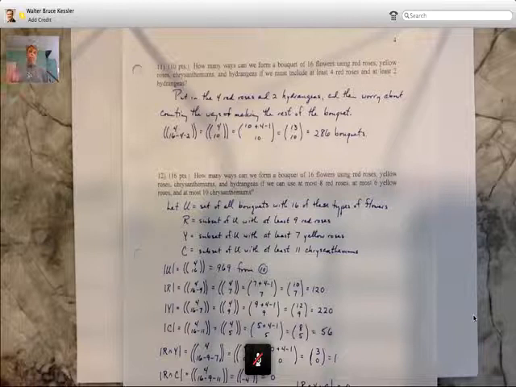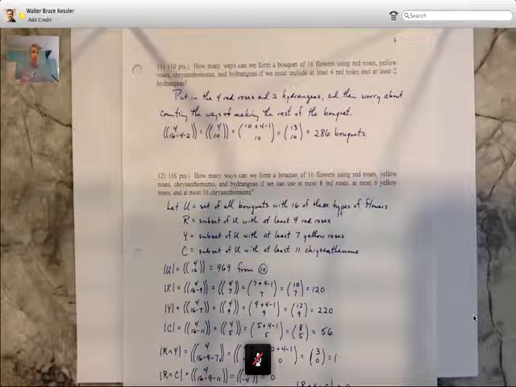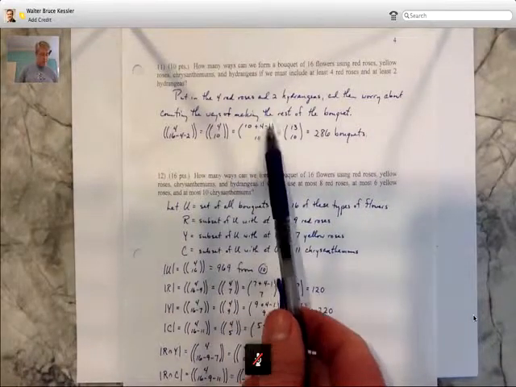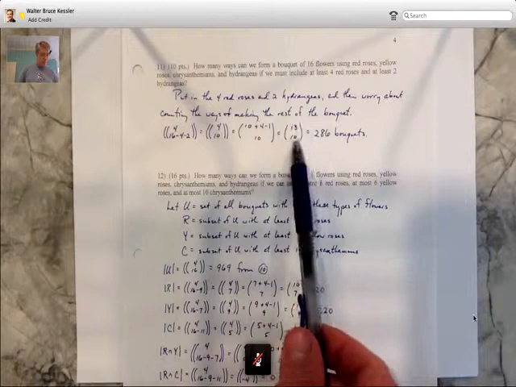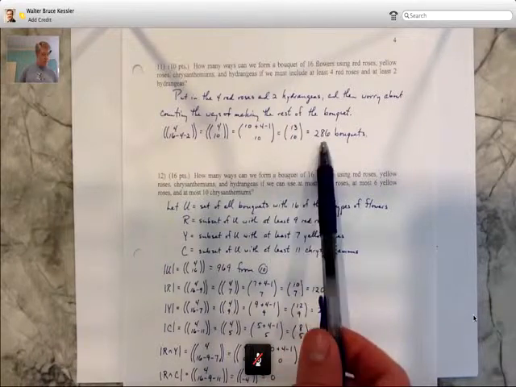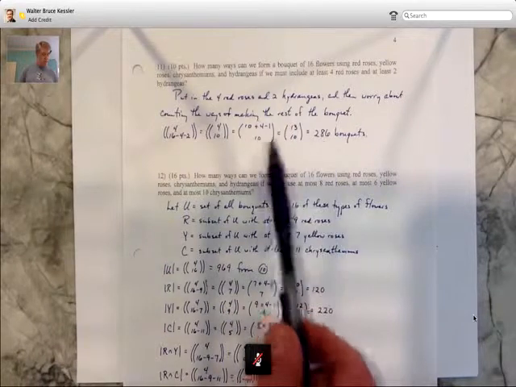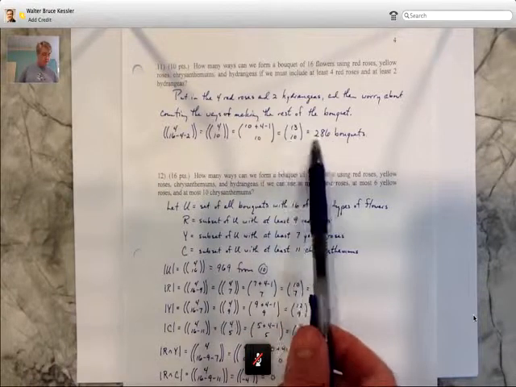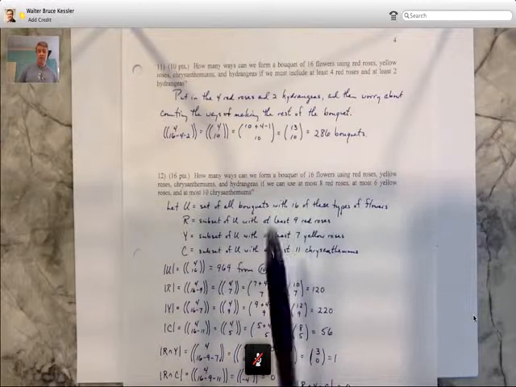So we put the 4 red roses in, the 2 hydrangeas, and then we worry about the other 10 flowers in the bouquet. So that is 4 multi-choose 10. That's 10 stars with 4 minus 1 bars, or 13 choose 10. Choosing where the 10 stars go is 13 choose 10, and that works out to be 286 different bouquets.